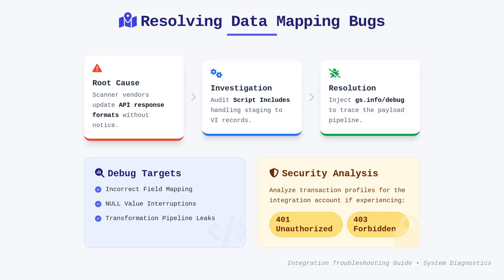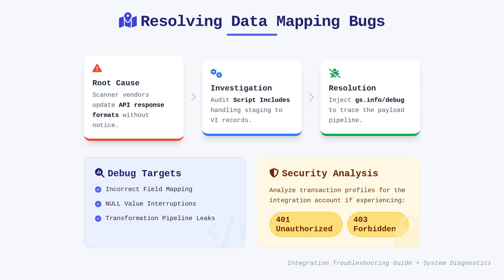Data mapping bugs represent a significant class of issues, often arising when scanner vendors update their API response formats without prior notification. To resolve these, you need to examine the script includes that handle the transformation logic between the raw staging tables and the final vulnerable item records.